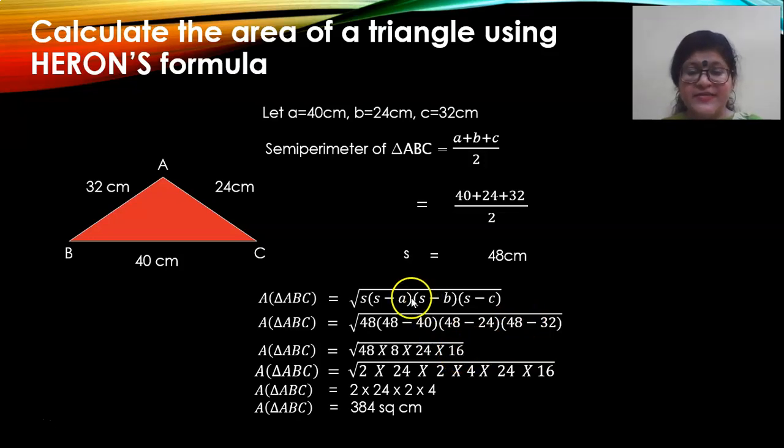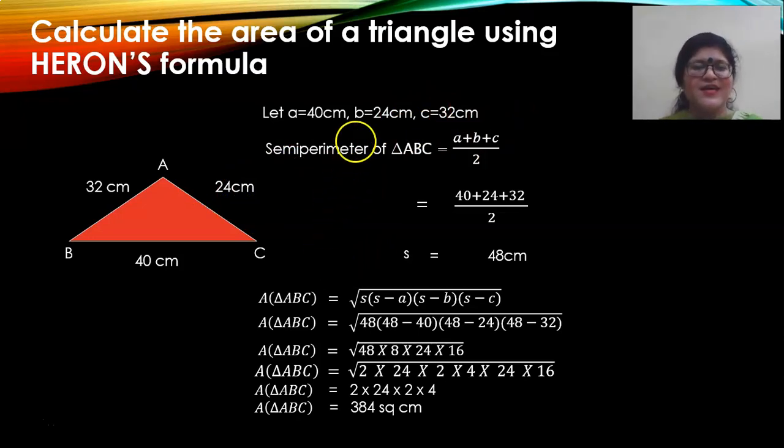What you have seen here is you have taken a, b and c as 40, 24, 32. That is the correct way of taking a, b and c. But if you take small a as 24, small b as 32 and c as 40, that is also correct. You can take any value out here. You could represent a as any one of these three. You could represent b as any one of these three, and the same is the case with c. Values can be interchanged. Answer will not change.